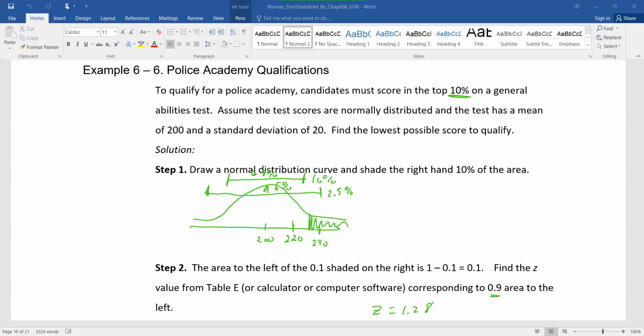All right, then. So in step 3, we're going to calculate that. You can either use the regular equation or use the one we just solved. So that would just be x equals sigma, which is the standard deviation, 20, times the z-score, which in this case is 1.28, plus the mean, which is 200. All right, so what is 20 times 1.28? And then add that to 200. So 225.6.